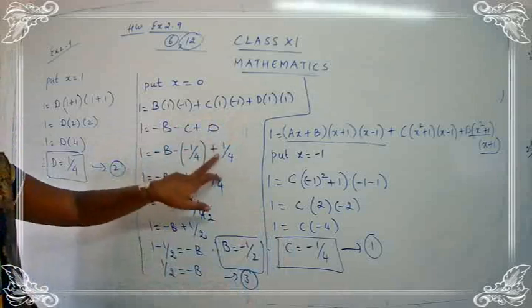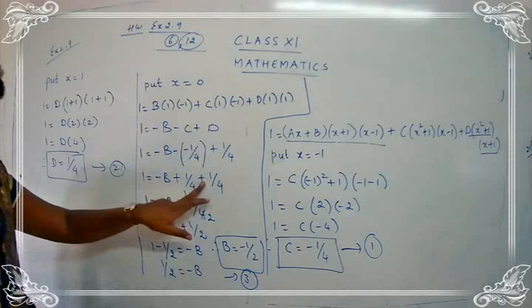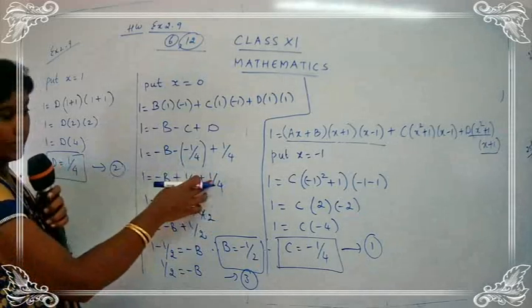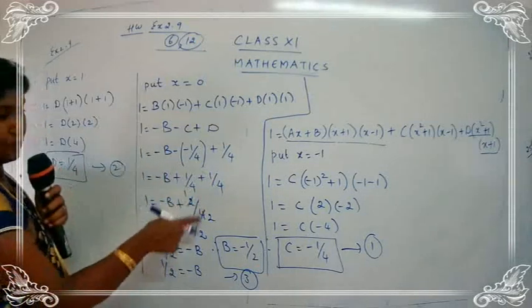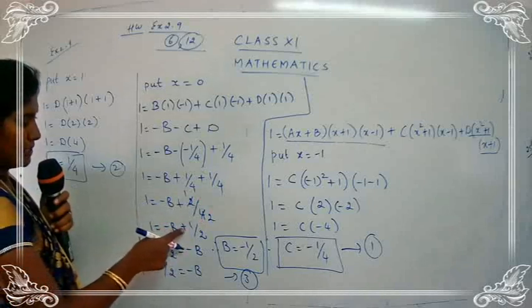Minus 1 upon 4, plus 1 upon 4, minus minus, plus 1 upon 4, plus 1 upon 4. The denominators are same. I can add the numerators. 1 plus 1, 2, 2 upon 4. So when you simplify 2 upon 4, you get half.